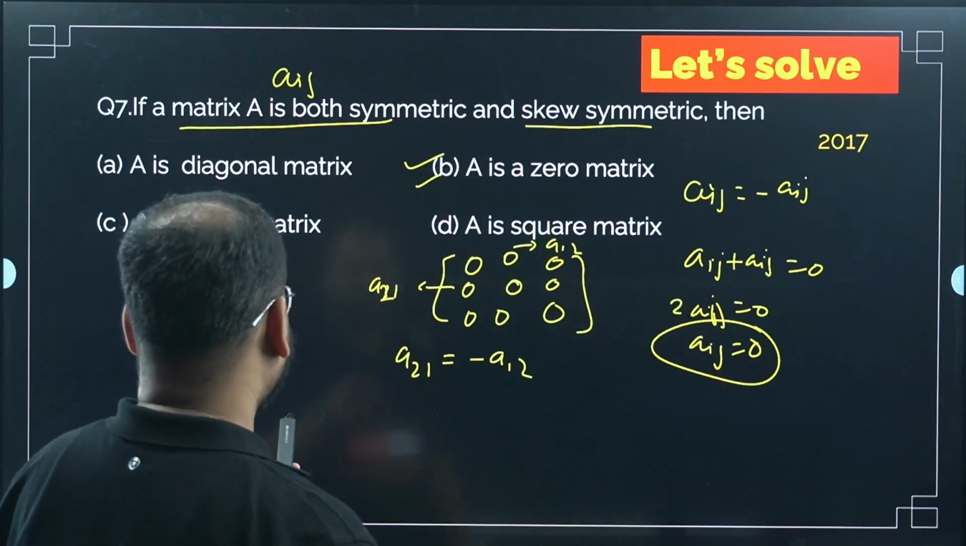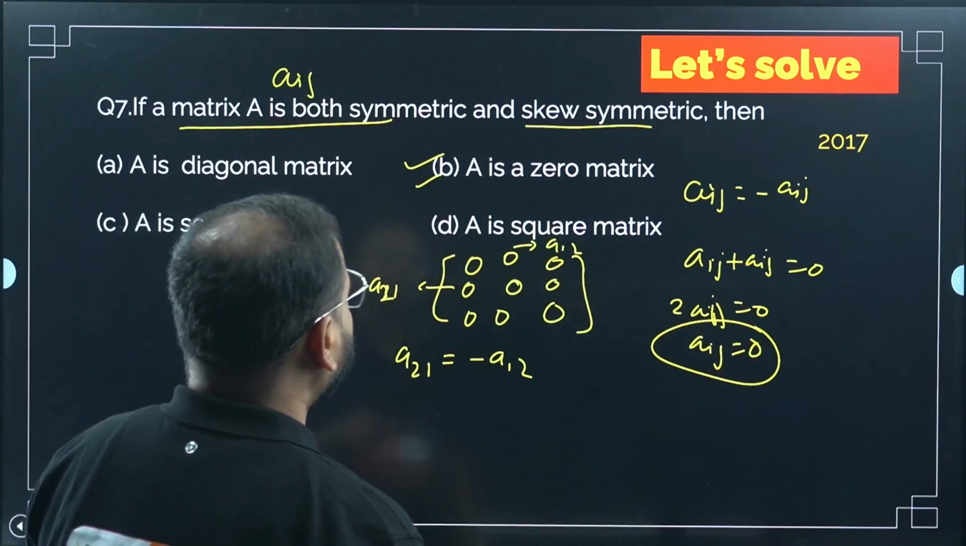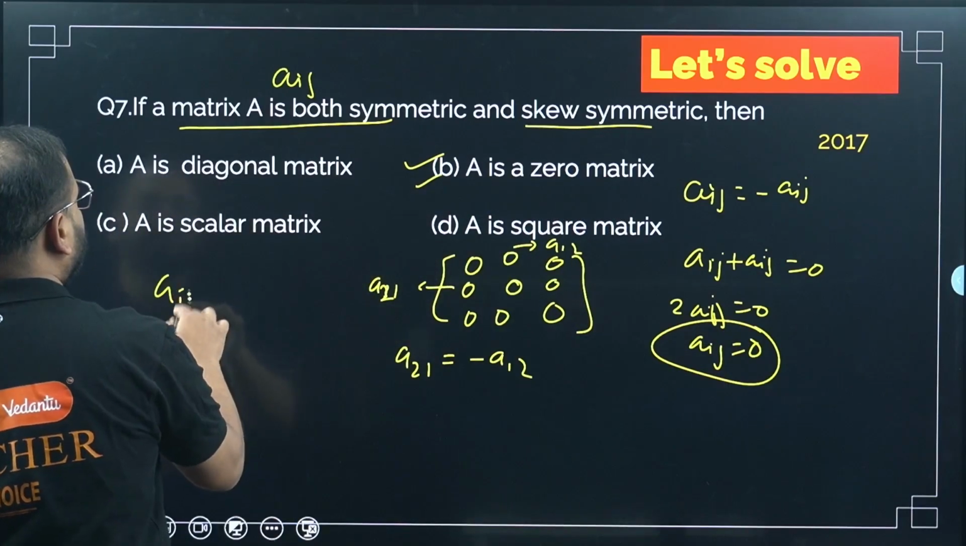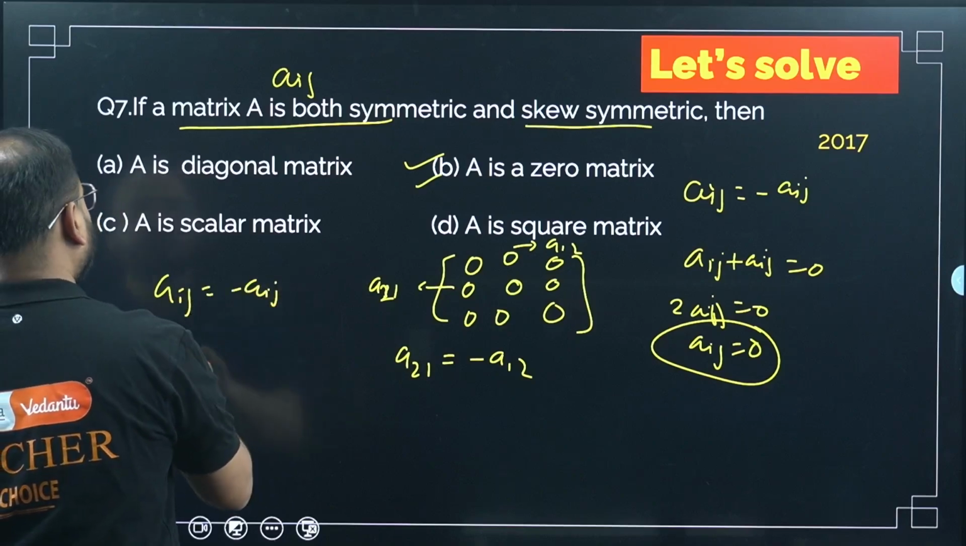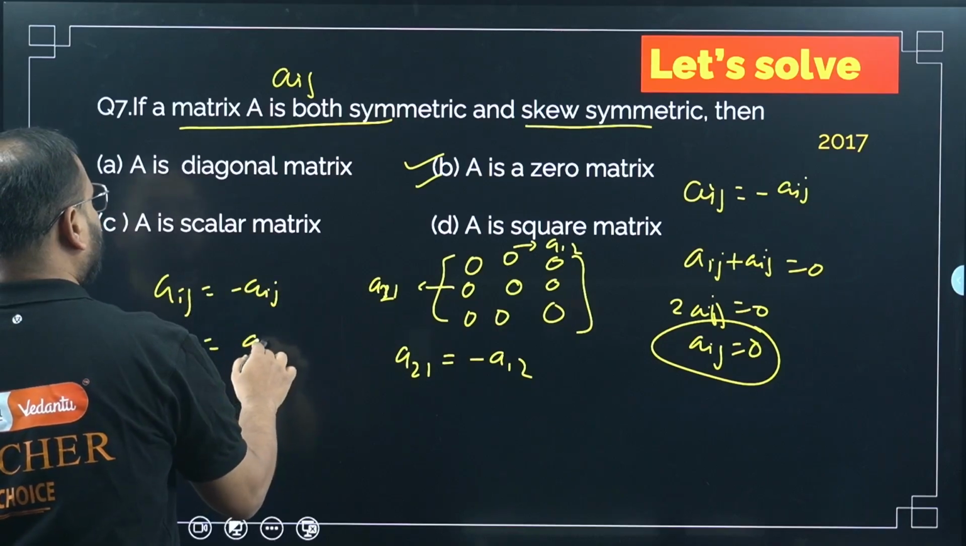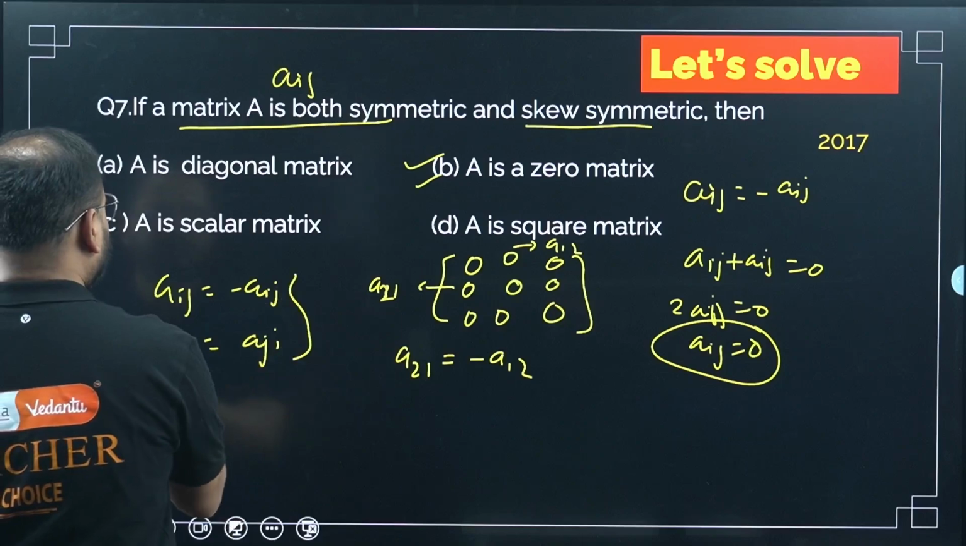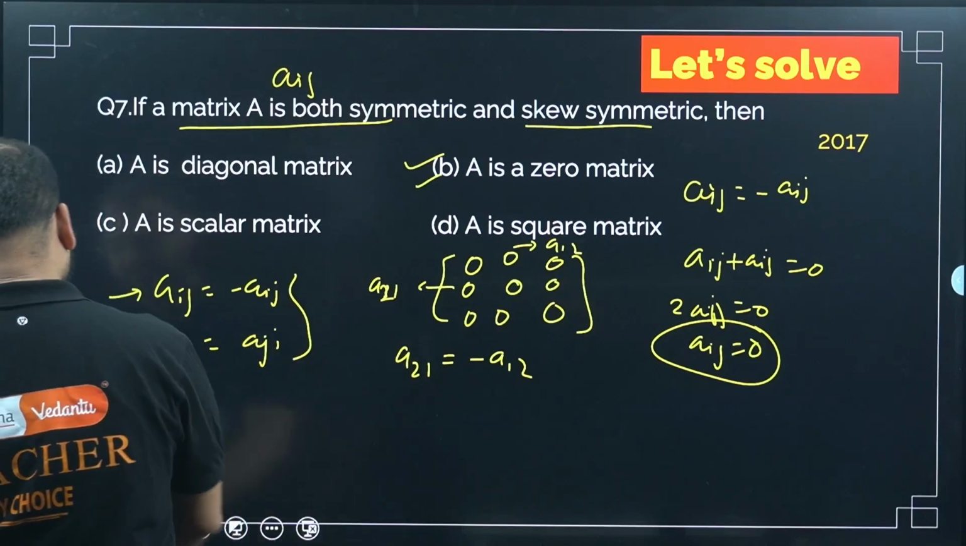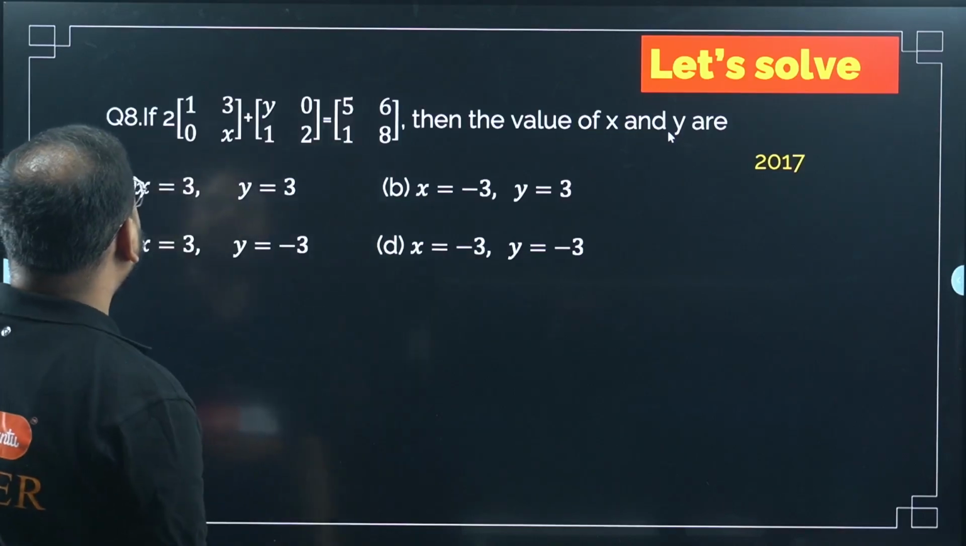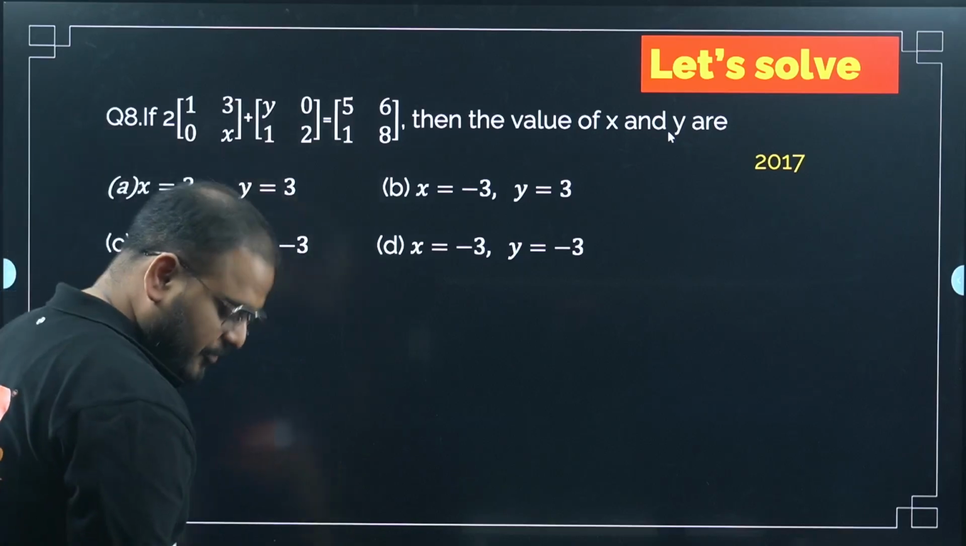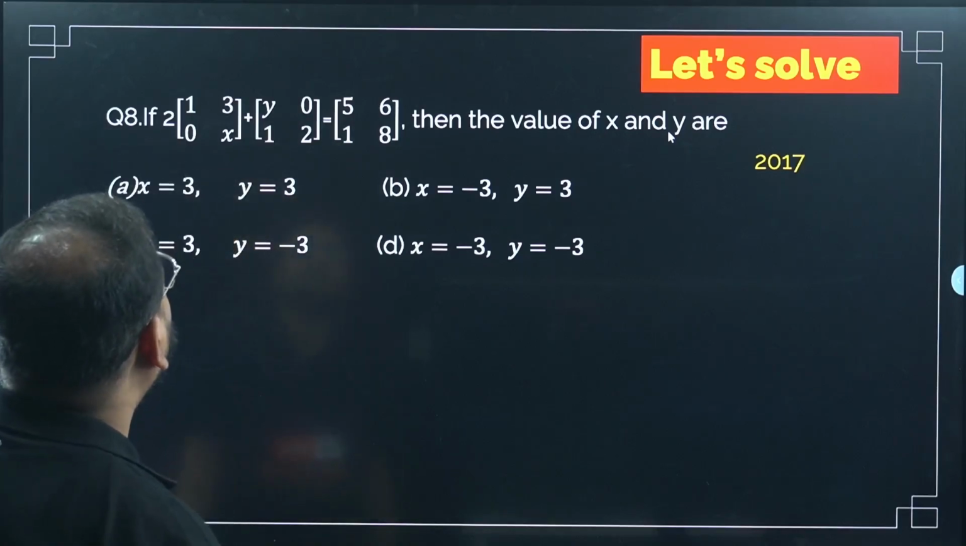Okay, let's move on. So the condition basically is Aij equals minus Aji, and also Aij equals Aji. This was symmetric, this was skew symmetric. Let's move on to the next question. So what is the question saying? Let me read the question from here. If 2 times of, this is so.